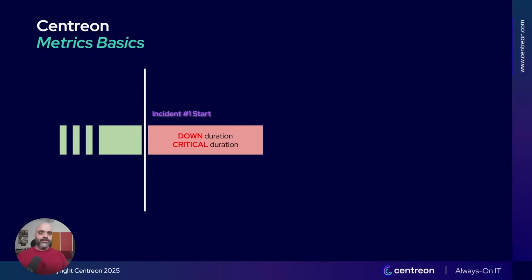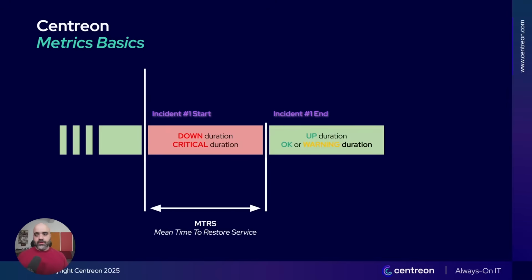Of course this will last until we fix the incident and everything comes back to normal. So we have an up duration, because either we got an OK status or a warning status, meaning that the service or the host is already up. That time between the incident starting and the incident ending is what we call, on average, the mean time to restore service.